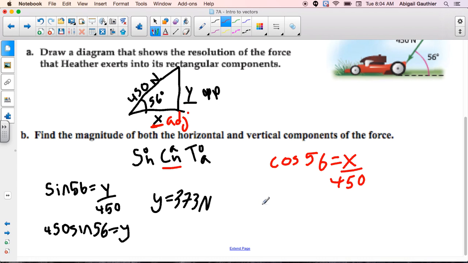We're going to multiply both sides by 450. And we're going to type that into our calculator and get back what that happens to equal, which looks to be 251.6. 251.6 is what x happens to equal. So that's our horizontal force.